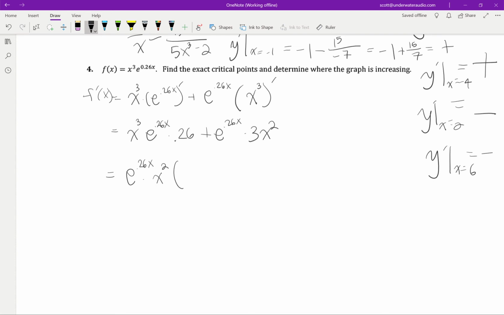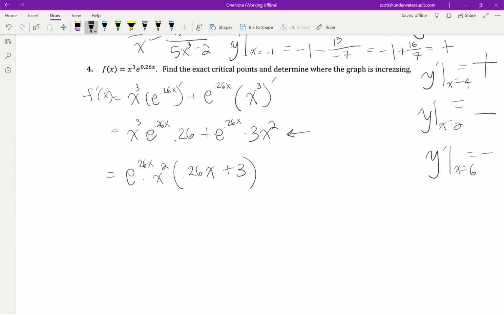So if I take out x squared e to the 0.26x, I'm going to be left with 0.26x. Okay, and then taking it out again, I just get 3 here. So I think I said that weirdly, but in this line, I factored out e to the 0.26x times x squared, and what's left is 0.26x plus 3.